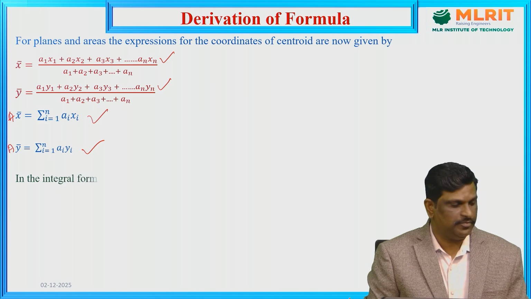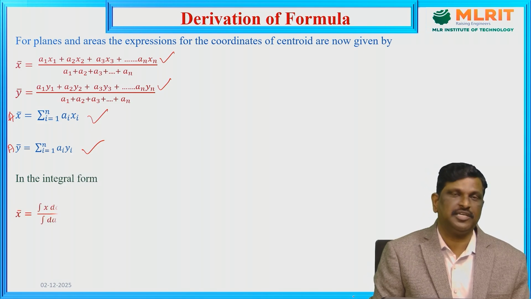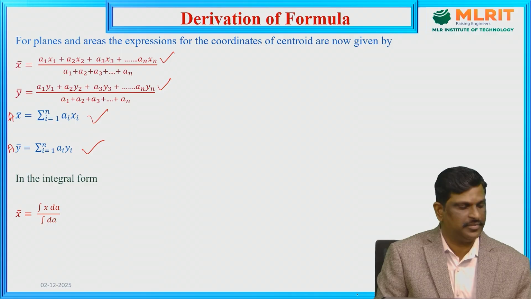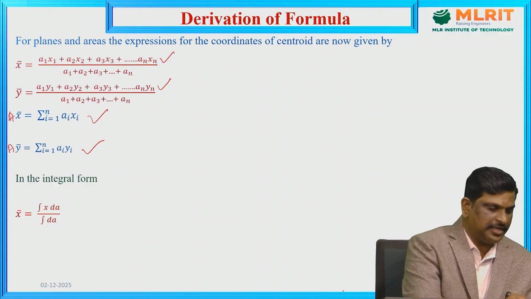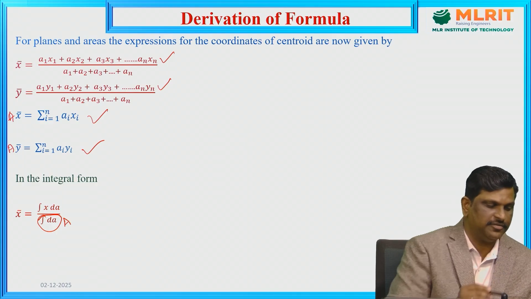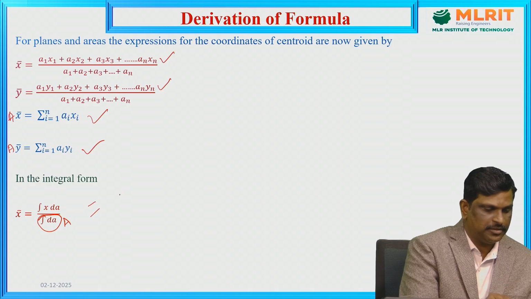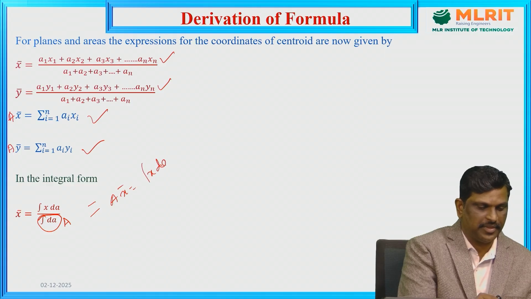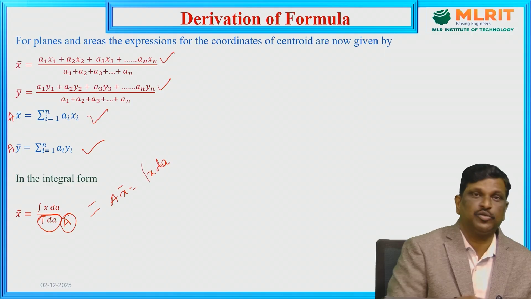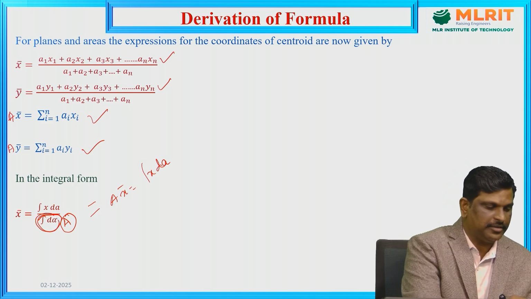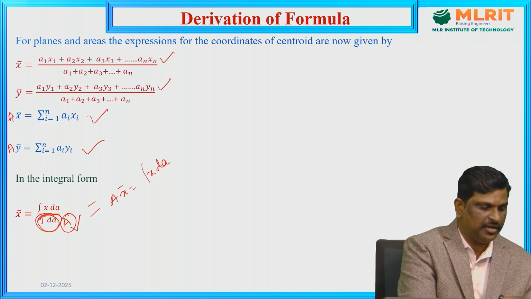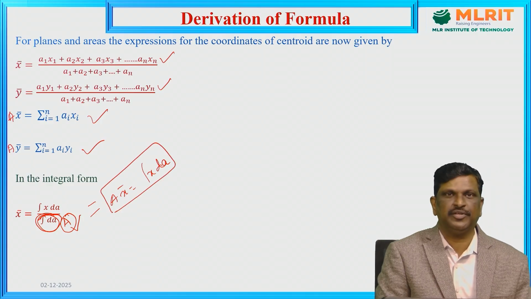Now in the integral form, x bar is equal to integral x dA divided by integral dA. This integral dA is nothing but the sum of individual areas, which is equal to total area. This is in another way written as A x bar is equal to integral x dA, where if you know the formula for total area, no need to integrate the individual areas, we can directly use the area formula. Then in that case, the equation is A x bar is equal to integral x dA.